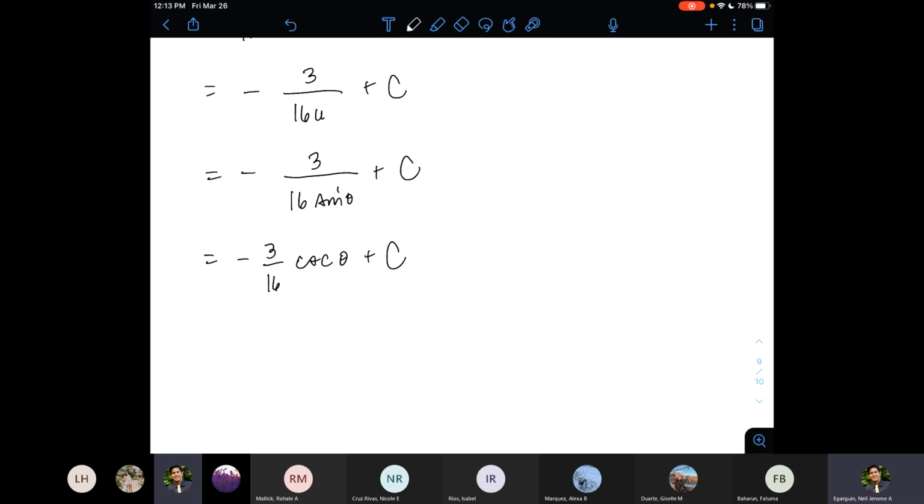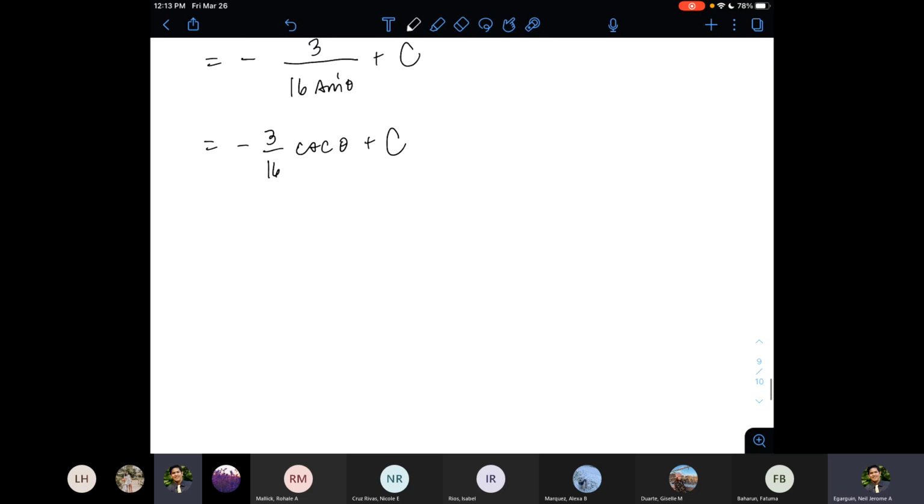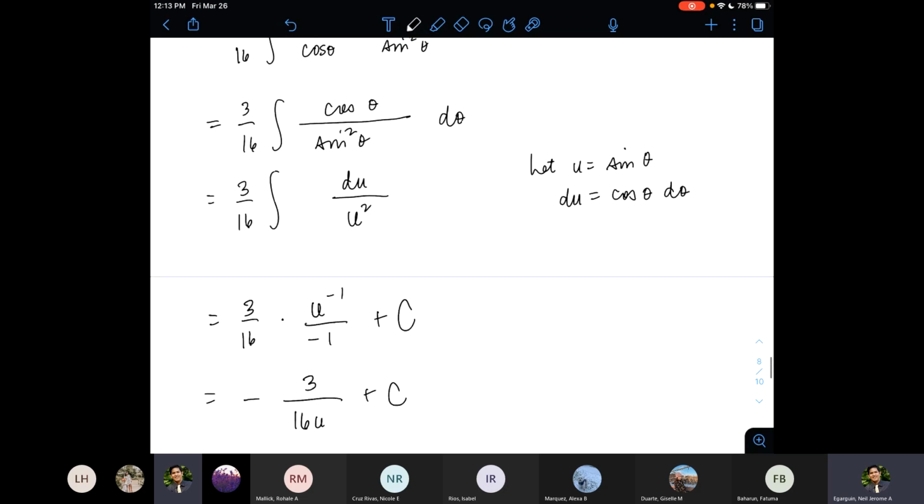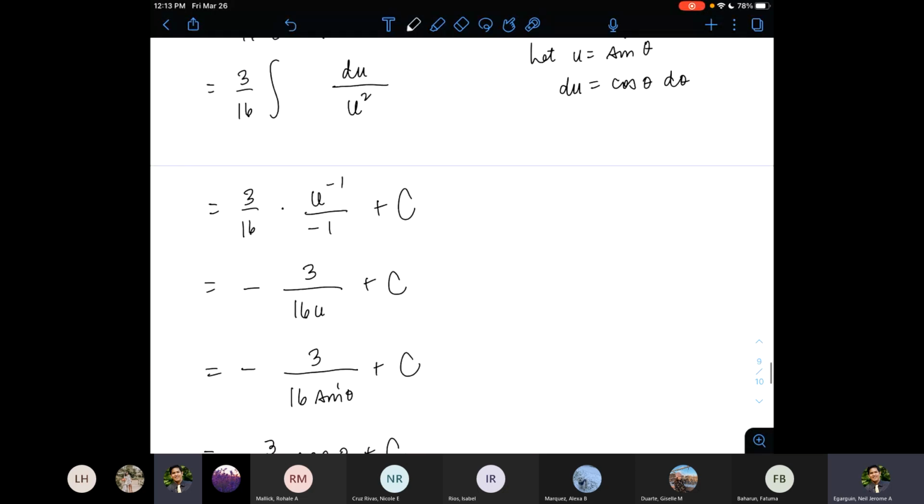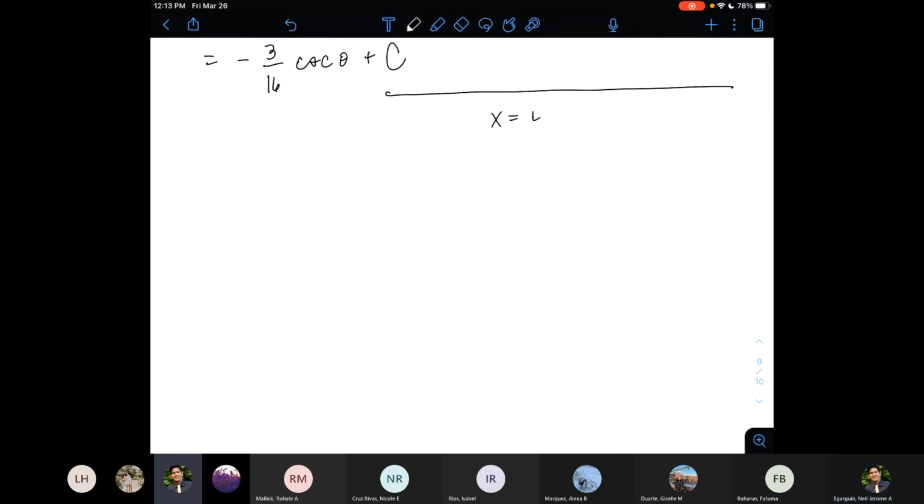But we are not done yet because our answer right now is in terms of theta, but the original problem was given in terms of x. So to retrieve the antiderivative in terms of the variable x, we go back to our u substitution. Remember, we let x be equal to what again? It's 4 tangent theta. Or in other words, we let x over 4 be equal to tangent theta.